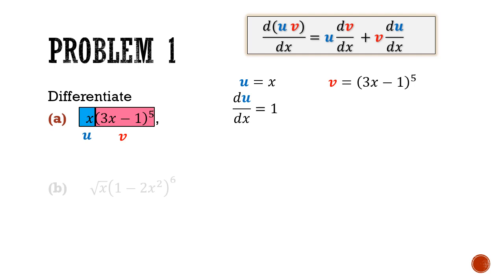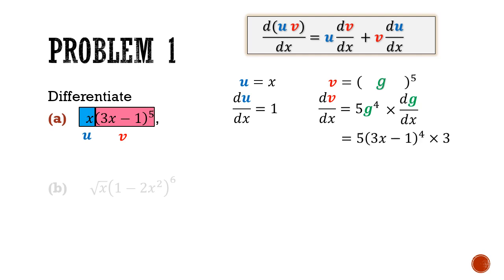So we'll first make a substitution. We'll let g equals 3x - 1. We'll differentiate v with respect to g. That will give us 5g to the power of 4. Don't forget, we still need to multiply by the chain, which is dg/dx. So we can compute this. 5g to the power of 4 will give us 5 times (3x - 1) to the power of 4. And the chain, when we differentiate g with respect to x, will give us 3.